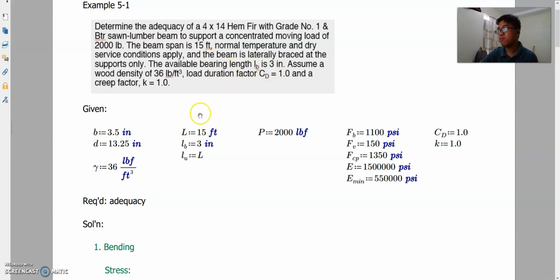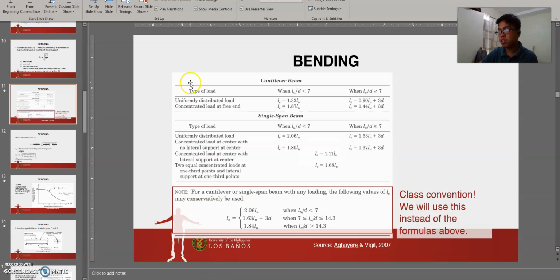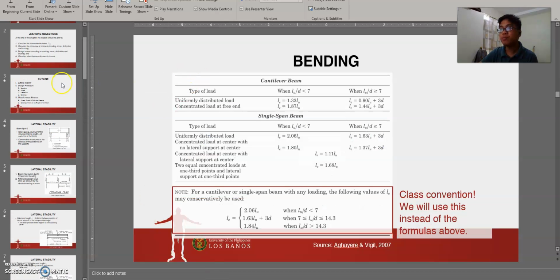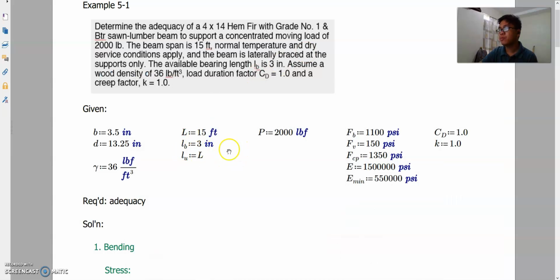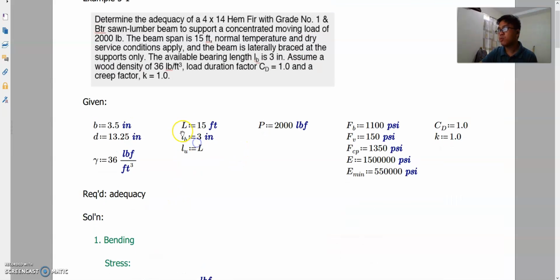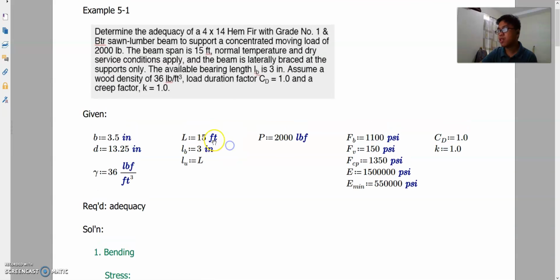But why did I choose 15 feet? Because it is assumed that the problem is already pertaining to the beam span L, okay? Since that's also our terminology. So beam span L equals 15 feet, and that means it is from the center of the bearing length to the other center of the bearing length, okay? And so beam span L equals 15 feet, and then bearing length equals 3 inches.